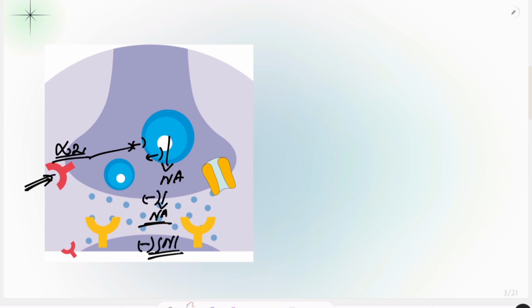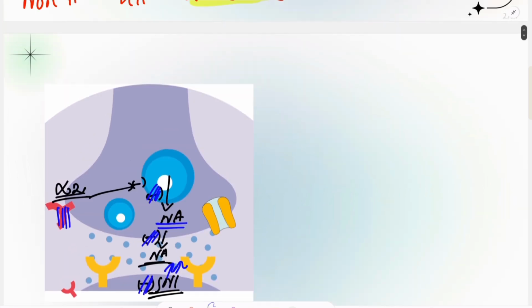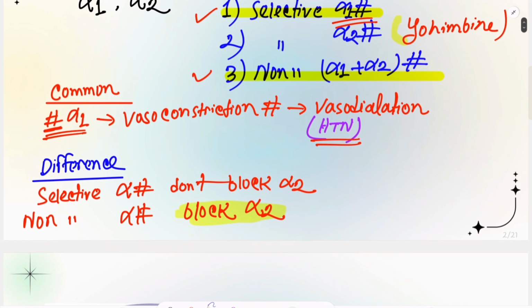So, what will happen if we block the receptor? There will be no inhibition. So, noradrenaline will be released in greater quantity in the synapse. Now, what will happen if we use a non-selective alpha blocker? A non-selective alpha blocker blocks both the alpha 1 and alpha 2 receptors.